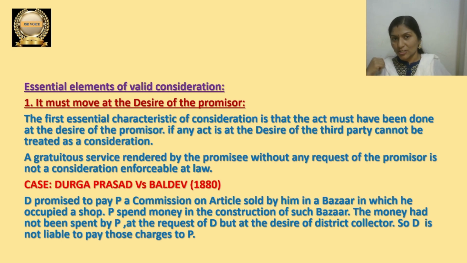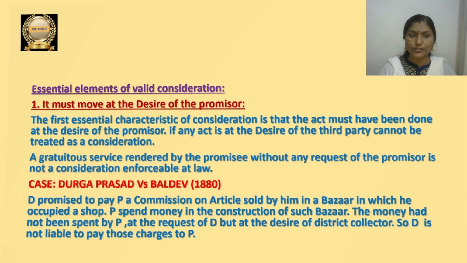Here the consideration is moving at the desire of the district collector, not the promiser. So D is not ready to pay money. The case is in favor of D only, because the consideration is moving from a third party, so it is not valid consideration. Hope this is clear for everyone. Let us move to the next point.